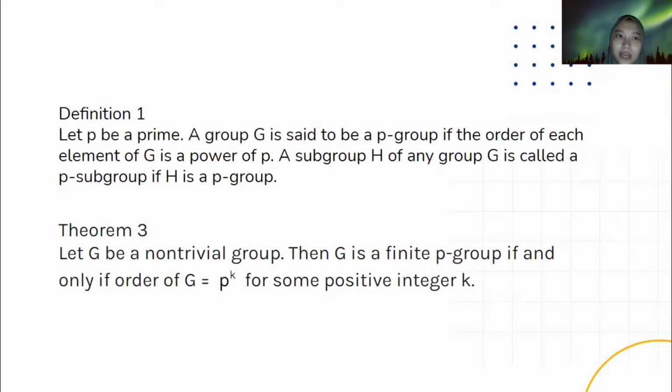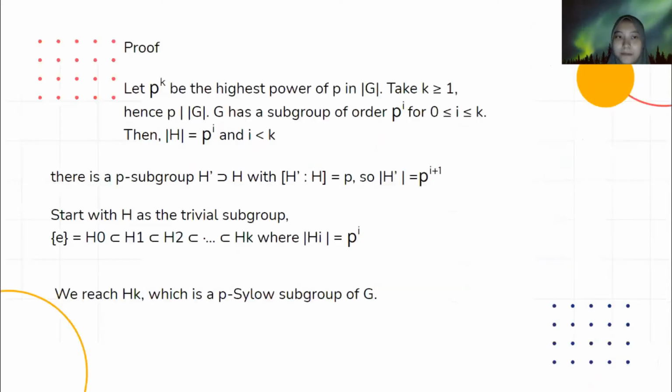Definition 1 says: let P be a prime. A group G is said to be a P group if the order of each element of G is a power of P. A subgroup H of any group G is called a P subgroup if H is a P group. Theorem 3 says: let G be a non-trivial group, then G is a finite P group if and only if the order of G is equal to P to the power of K for some positive integer K.